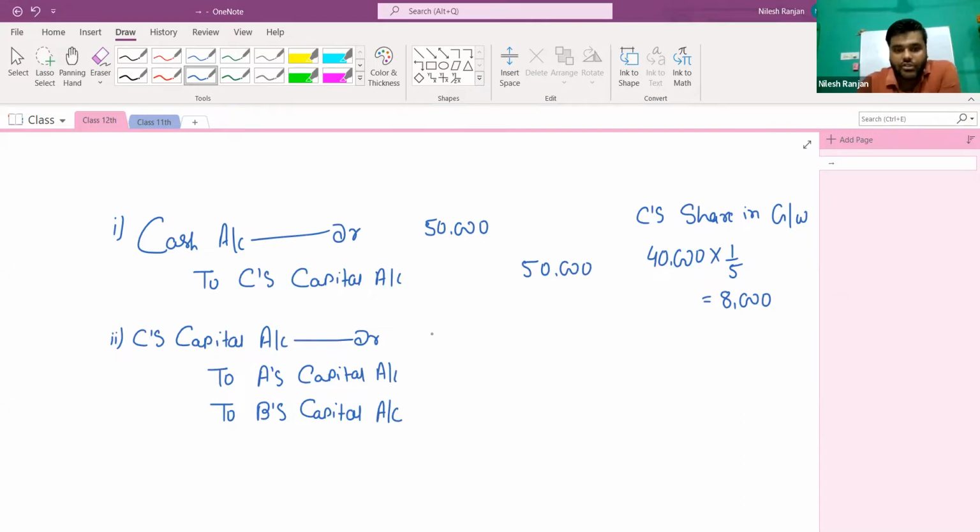So he has to bring goodwill, and if he has not brought the goodwill, then we will deduct it from his capital. So 8,000 will be deducted from C's capital and it will be transferred to A and B in equal ratio. And why is it distributed in equal ratio? Can anyone tell me? Why is goodwill of C distributed between old partners in equal ratio?